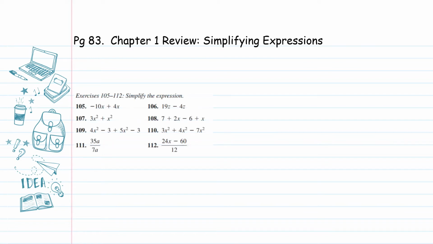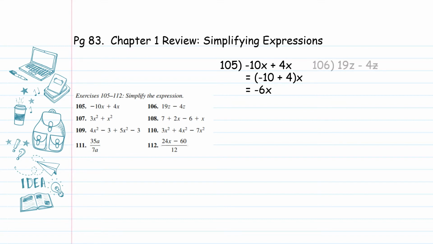Our second topic for the Chapter 1 review is simplifying expressions. These can also be found on page 83. We're going to do a total of 8 problems, 105 through 112, but we're only going to focus on the first 4. In exercise 105, we're given negative 10x plus 4x. So we're going to start by adding the coefficients, which gives us negative 10 plus 4x. And so our final answer will be negative 6x.